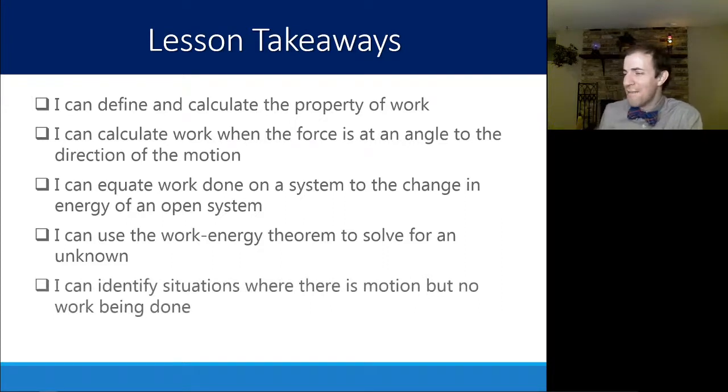just using the understanding that work is adding energy or removing energy from a system. And then finally, you should be able to identify situations where there is motion, but no work is being done, or where there is force, like pushing on a wall, but no motion, so no work is being done there either. Work is a way of adding energy or removing energy from a system.